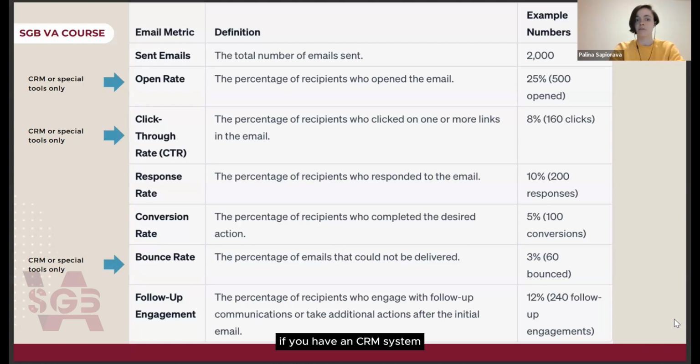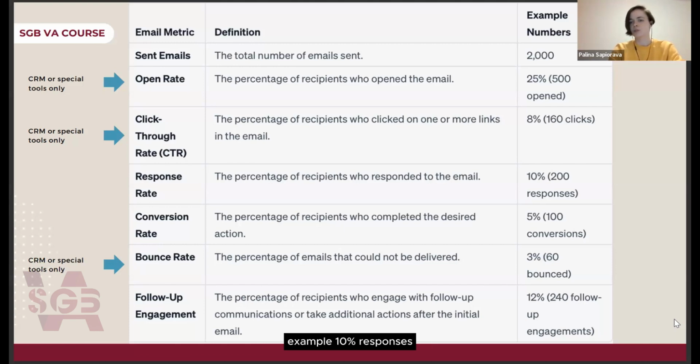But for example, if you have a CRM system, you can send emails through that system. There is such an option. And then that system will provide you with information, for example, how many people have opened your email, how many people have clicked on one or more links in the email, and then you can also get these metrics. Of course, the metrics, besides how many emails were sent, metrics that are available for you are response rate and conversion rate metrics. So response rate, how many responses you got.